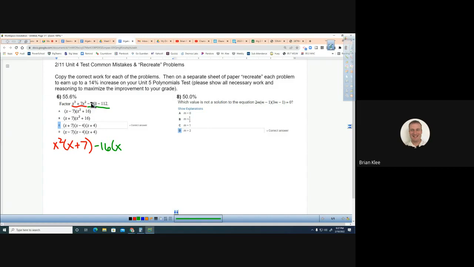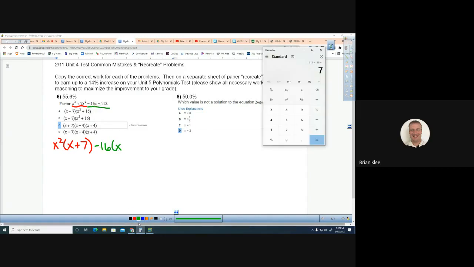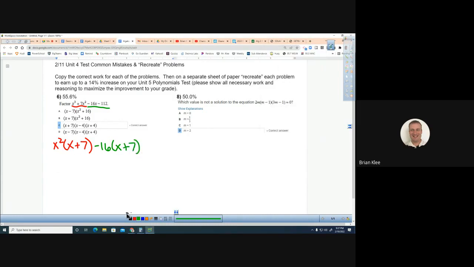So if I factor out negative 16, x divided by negative 16 is positive x. And now negative 112, so 112 as a negative in my calculator, divided by 16 as a negative in my calculator is a positive 7. So right now I can factor an x plus 7 out of both of these terms. What's left over is an x squared minus 16.